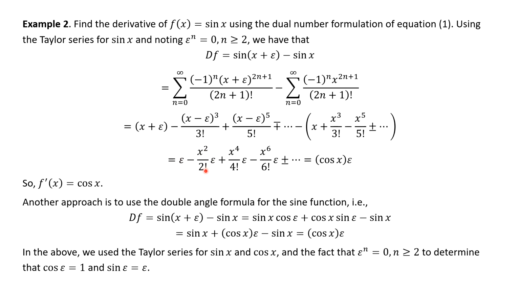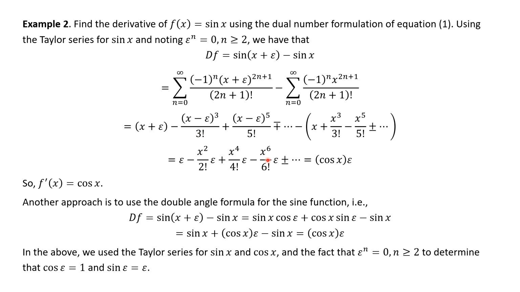Accepting that this cancels to this, when you factor epsilon out, you're going to get 1 minus x squared over 2 factorial plus x to the 4th over 4 factorial minus x to the 6th over 6 factorial, and that's actually the Taylor expansion for cosine x, times epsilon. So this, by our definition, equals the derivative of sine x times epsilon. So cosine x is our solution, and we know from basic calculus that that's the case.